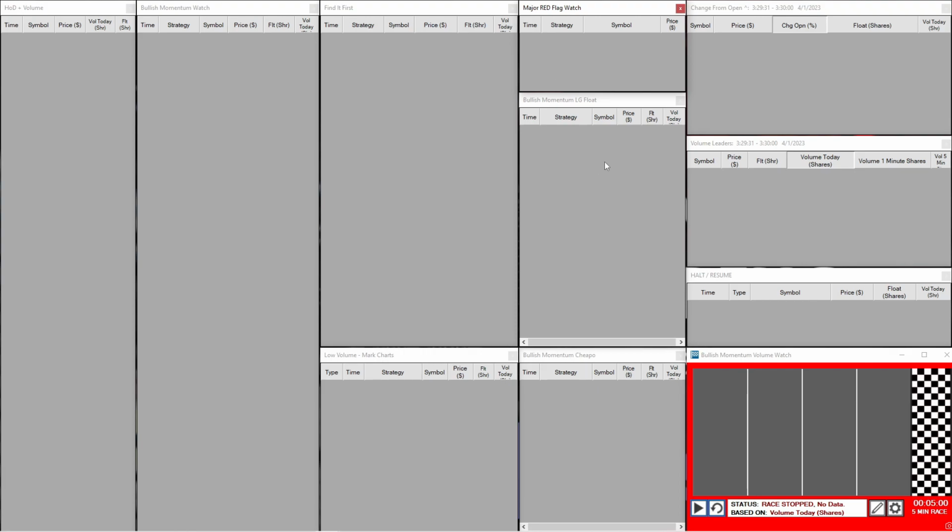And you want to be wary of that. Below that, we have the bullish momentum large float scanner. So this goes hand in hand with our scanner in the pre-market session as well.